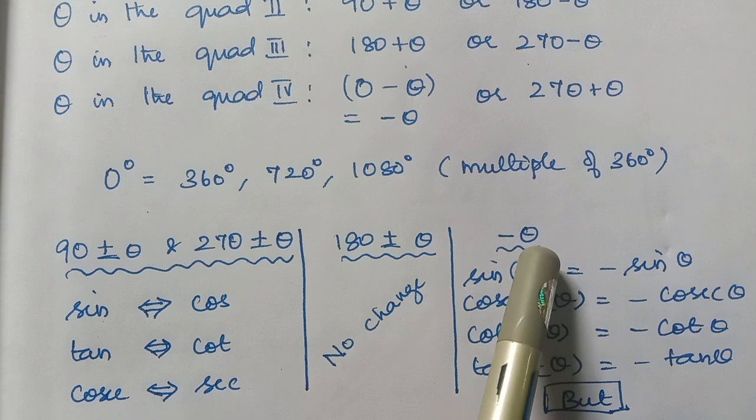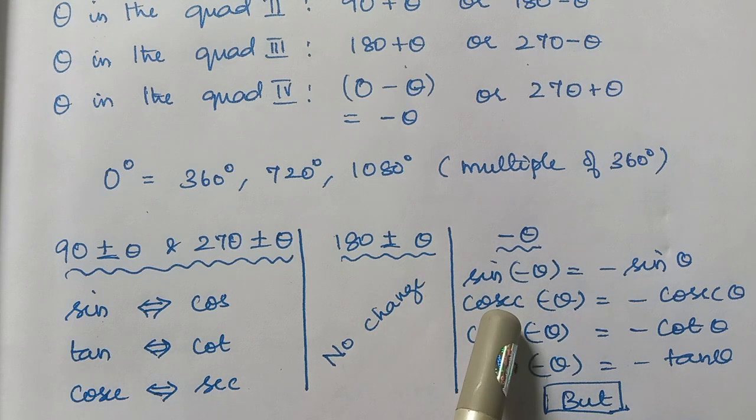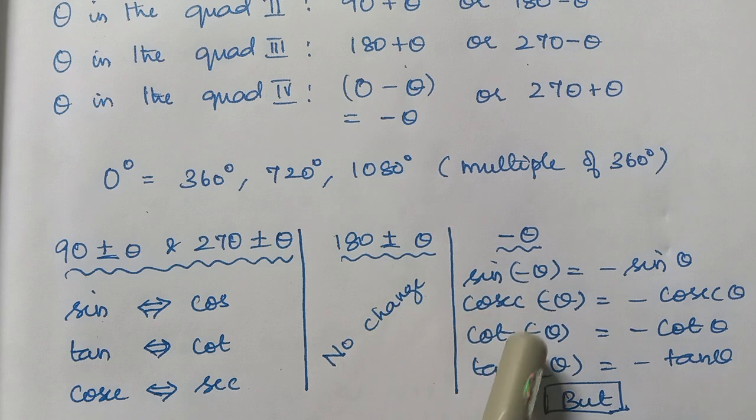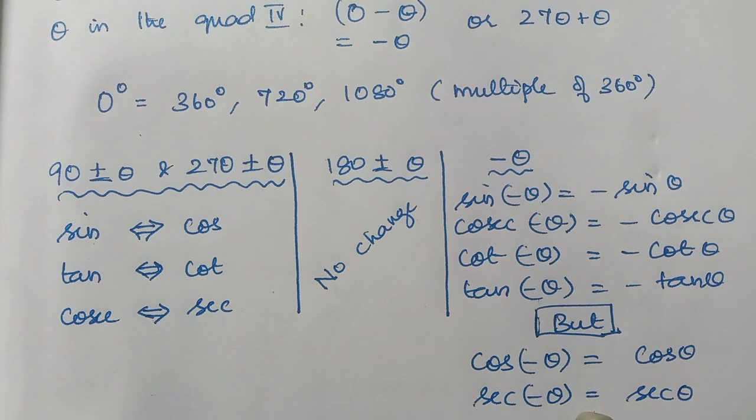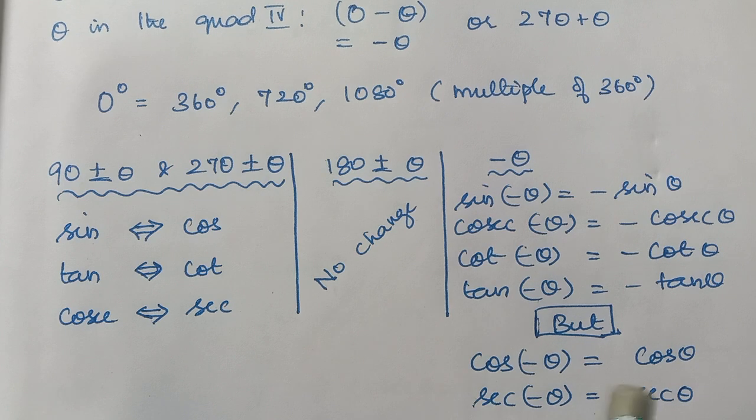And if you see minus theta, for sine of minus theta you can take the minus outside. Similarly for cosecant, cot and tan, you can take the minus outside. But for cos and secant, the minus cannot be taken outside; it will automatically disappear. So cos of minus theta is cos theta, and secant of minus theta is secant theta.